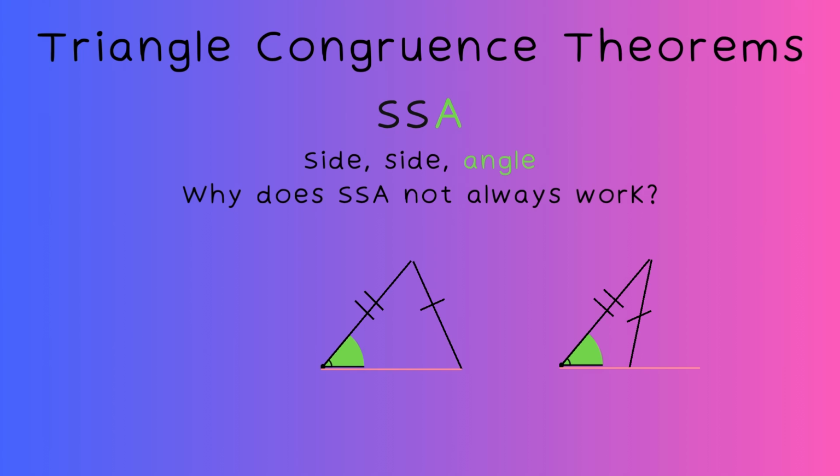So those are just some ways that we can look at triangles and decide whether they are congruent, whether they are the same or not. I hope this helps in understanding congruency and triangles.